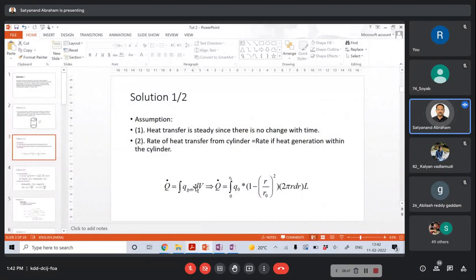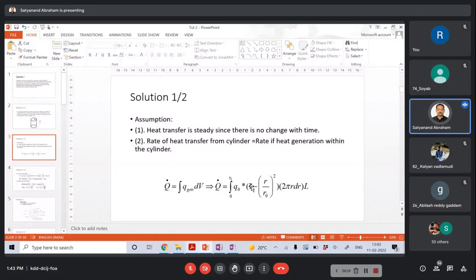Whatever is given is for a small strip. The volume of the small strip is 2 pi r dr times L, where L is the given length, 1 meter or 1 centimeter, whatever it is. So you can integrate it: q star times (1 minus (r/r0) squared) is the volumetric heat generation, multiplied by the volume of the small strip, 2 pi r dr times L. L we can take as 1, so here it is a simple integration.